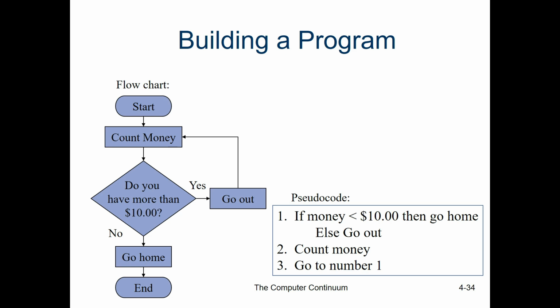So if we talk about the pseudocode of the same thing, if the money is less than $10, then go home, or let's go out, count your money, and if your money still is greater than $10, then you can again go out the next day, obviously, or the same day, whatever you like to do. So yeah, that's the simple way of pseudocode and flowchart.